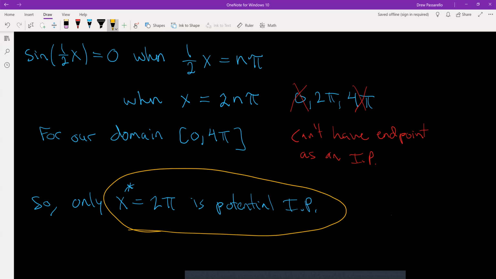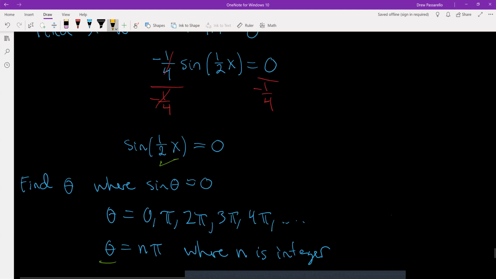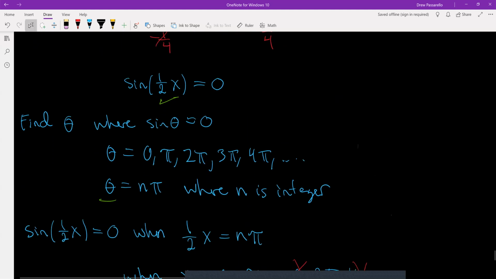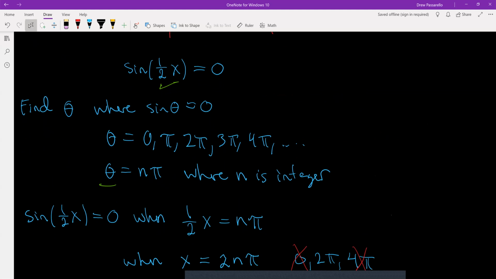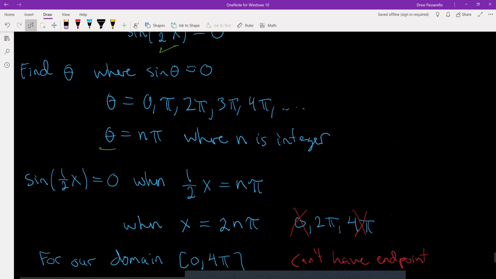Again, when I solve these kinds of trig functions, I get the trig function by itself, and then whatever the argument is, the stuff that you're taking the sine of, I replace that with theta, and I look at the unit circle and see where sine is equal to 0. That happens when theta is 0, pi, and 2 pi, as you can see on the unit circle, and it's basically any integer multiple of pi. All right, so that's why I have theta equal to n times pi.